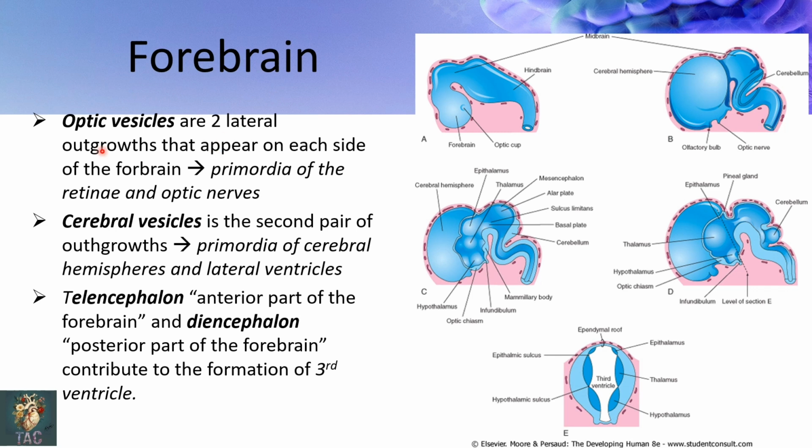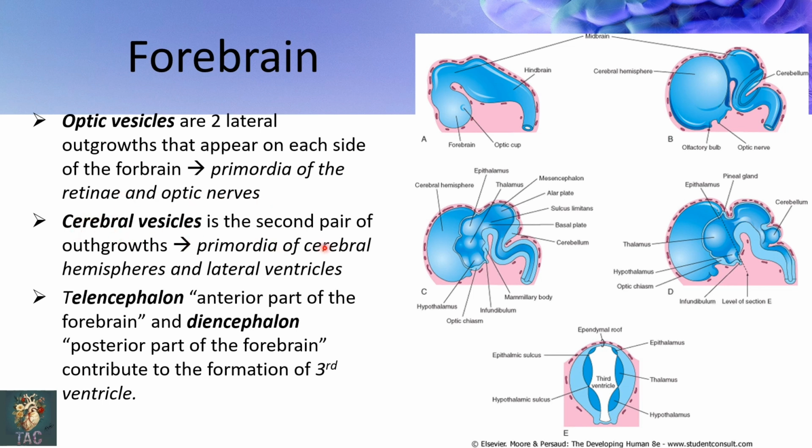So here again in this diagram you can see these are the two optic vesicles which are present. These are the two lateral outgrowths that appear on each side of the forebrain. And also remember that these two optic vesicles appear even before the appearance of the telencephalon, and these two vesicles form the primordia of the retina and the optic nerve.